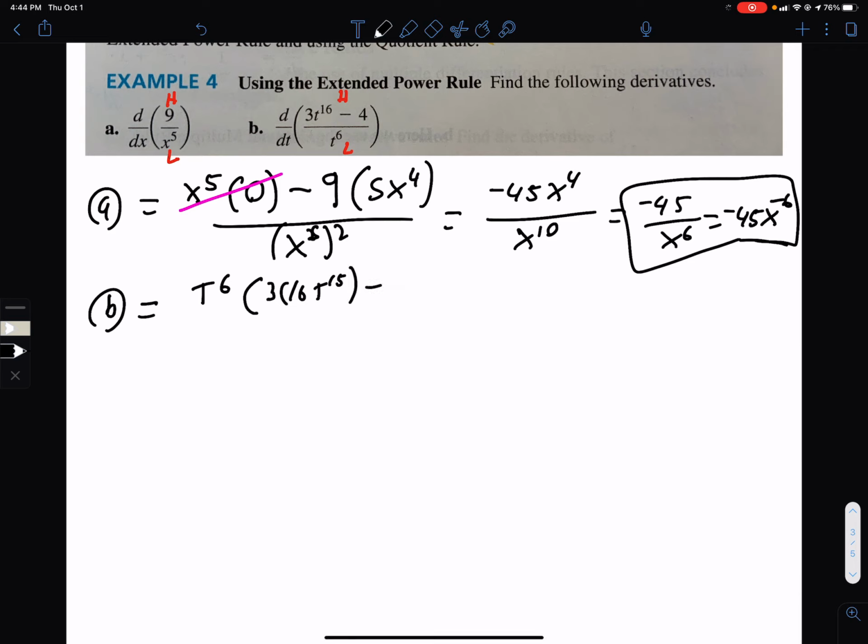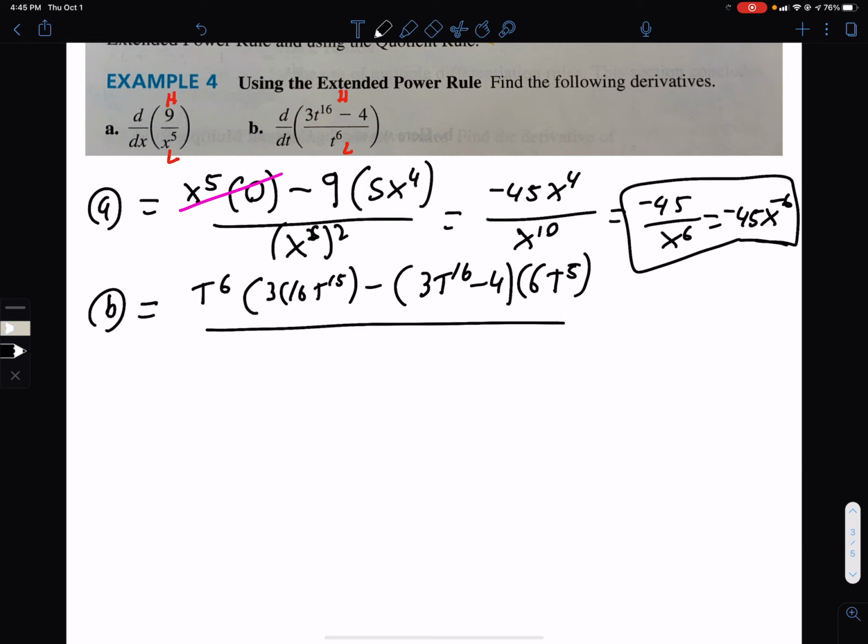So low d high. Sorry, that's, whoa, that low d high, yeah, I'm good, sorry. The derivative of 4 is 0, that's why there's nothing there. Minus high d low. High is 3t to the 16th minus 4. D low, power rule makes it 6t to the 5th. All over low squared, t to the 6th squared. We have a lot of algebra going on here, folks. A lot of algebra.